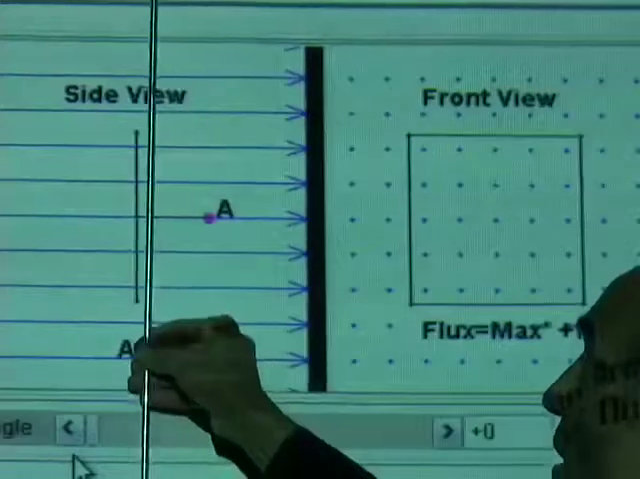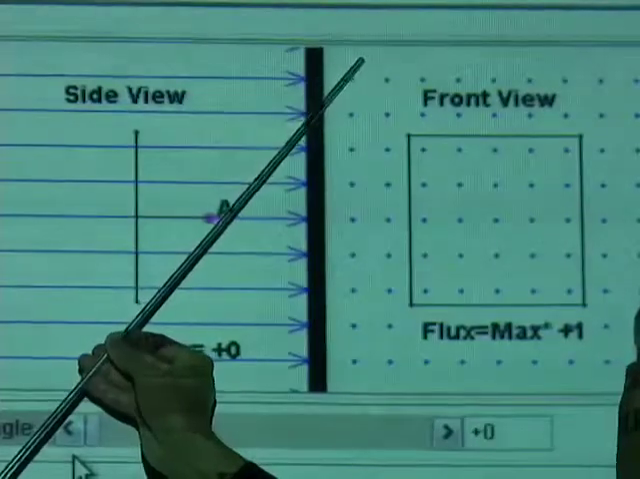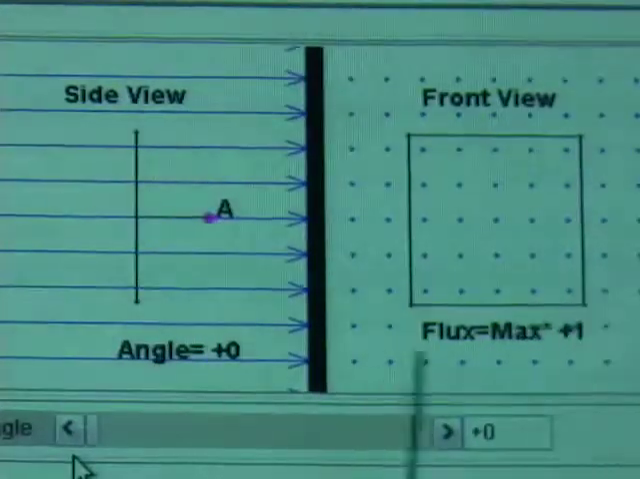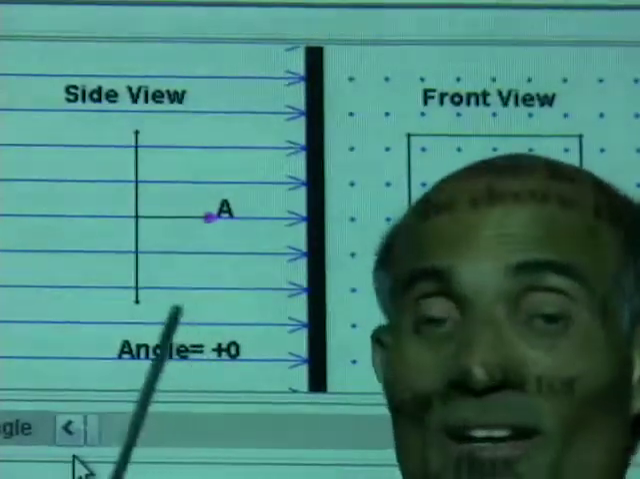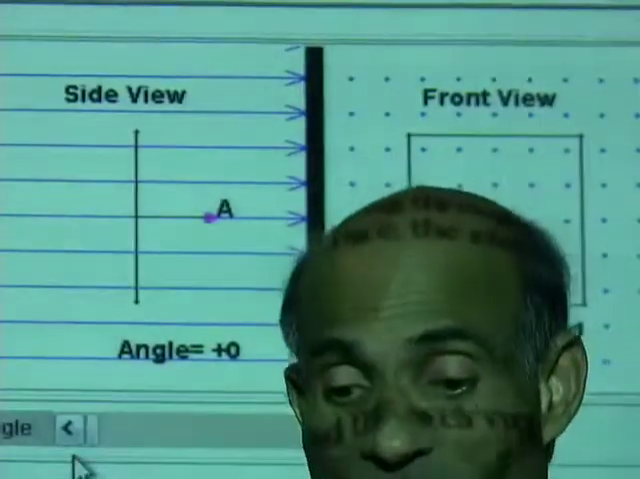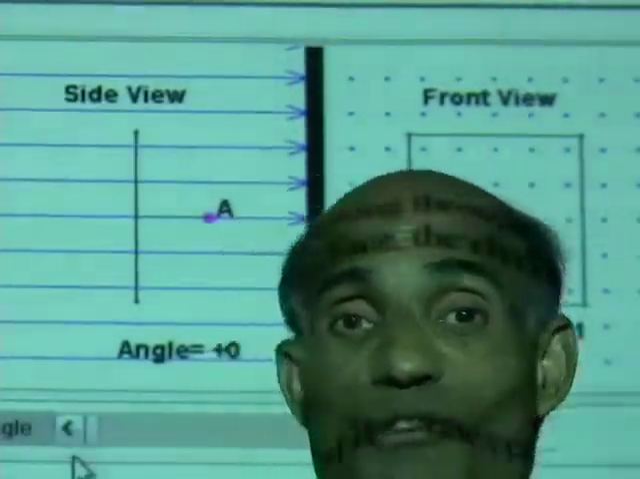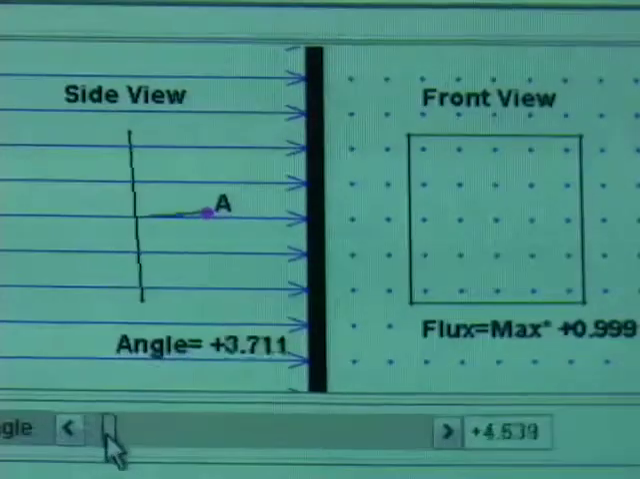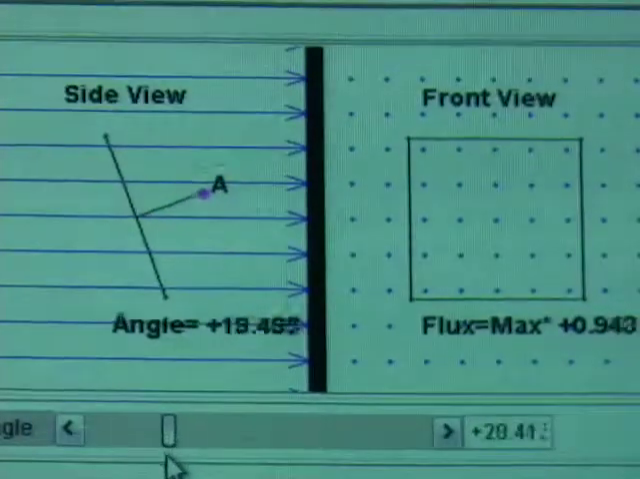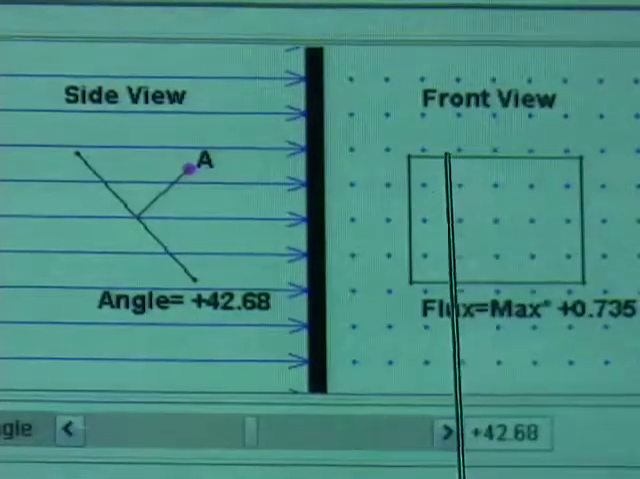Now what happens if I tilt the side? You can see the flux is going to be less, because remember, flux is a measure of the lines of force crossing the area, the normal lines of force. In other words, we should consider the lines of force at right angles to the surface. Now, see what happens to the flux when I change the angle of the plane. As the angle of plane is changed, you can see the flux is becoming less.